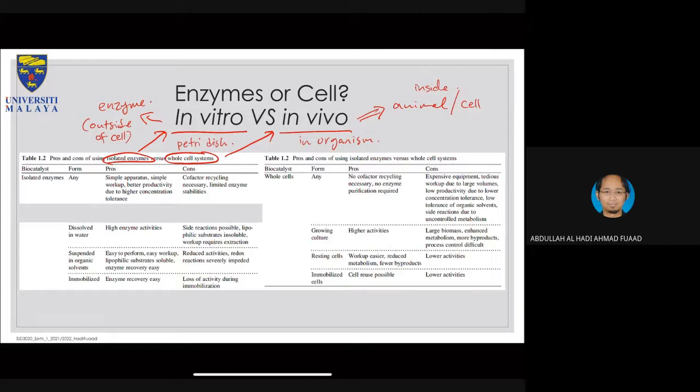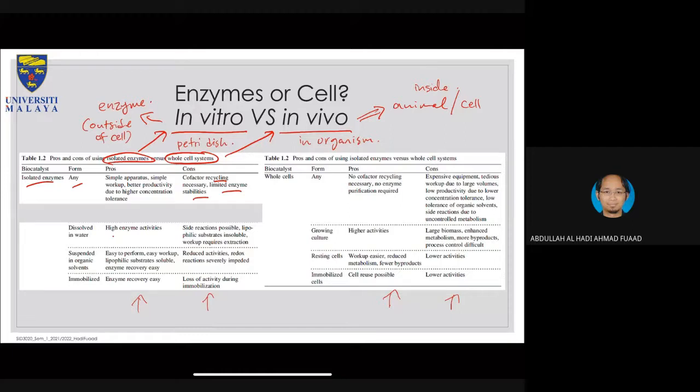You can see the pros and the cons very, very easily there. So for example, for isolated enzymes, it can be in any form. So the pro is very simple. The cons are cofactor recycling necessary, limited enzyme stability, and so on and so forth. So again, it goes back into fine-tuning your reaction. And you can just read one by one. It's self-explanatory, I would say.